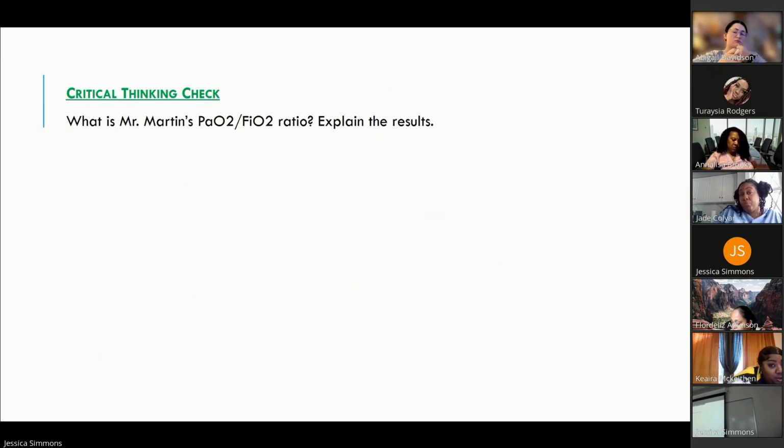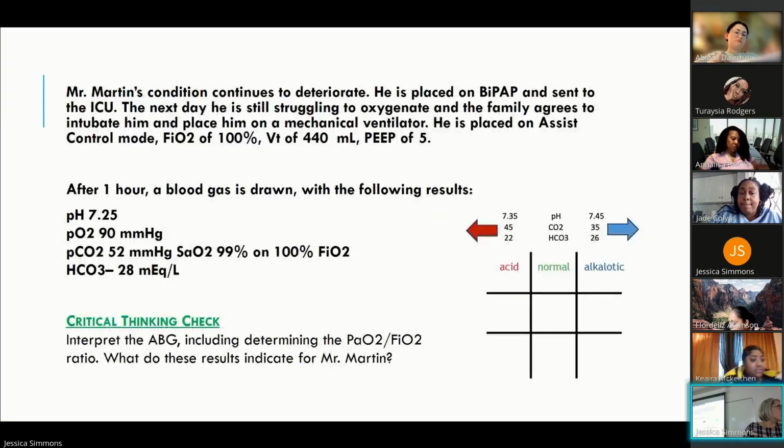Okay, so on our chart, where we talk about the PF ratio, where does that fall? Between 200 and 300? No, it's 266.7. Less than 300. So that means we need to increase Mr. Martin's FiO2, right? Yes.